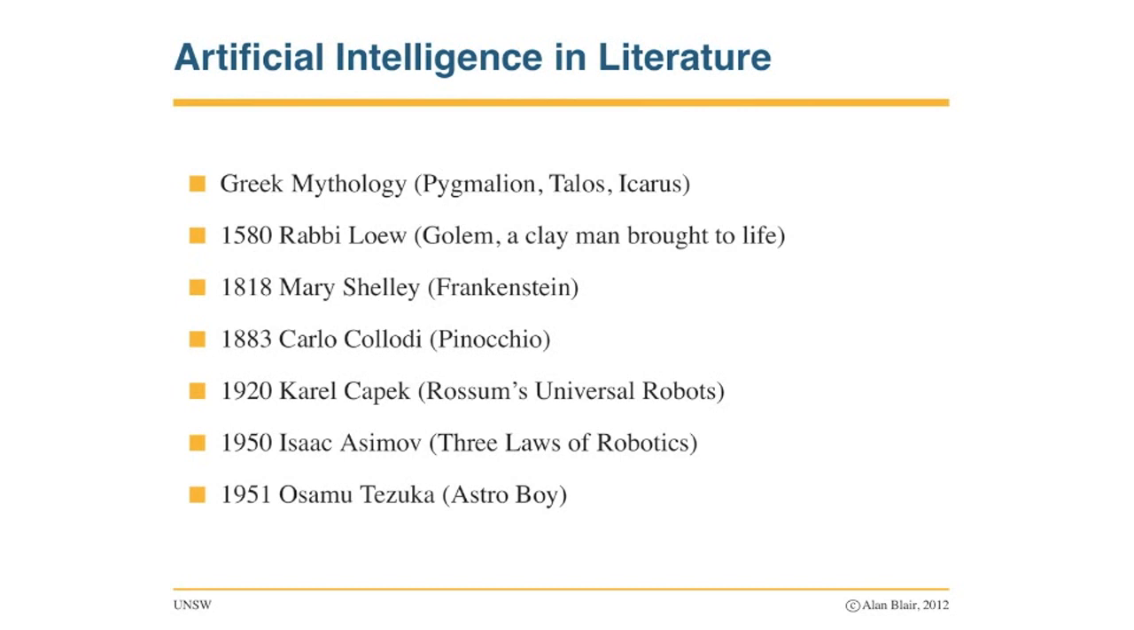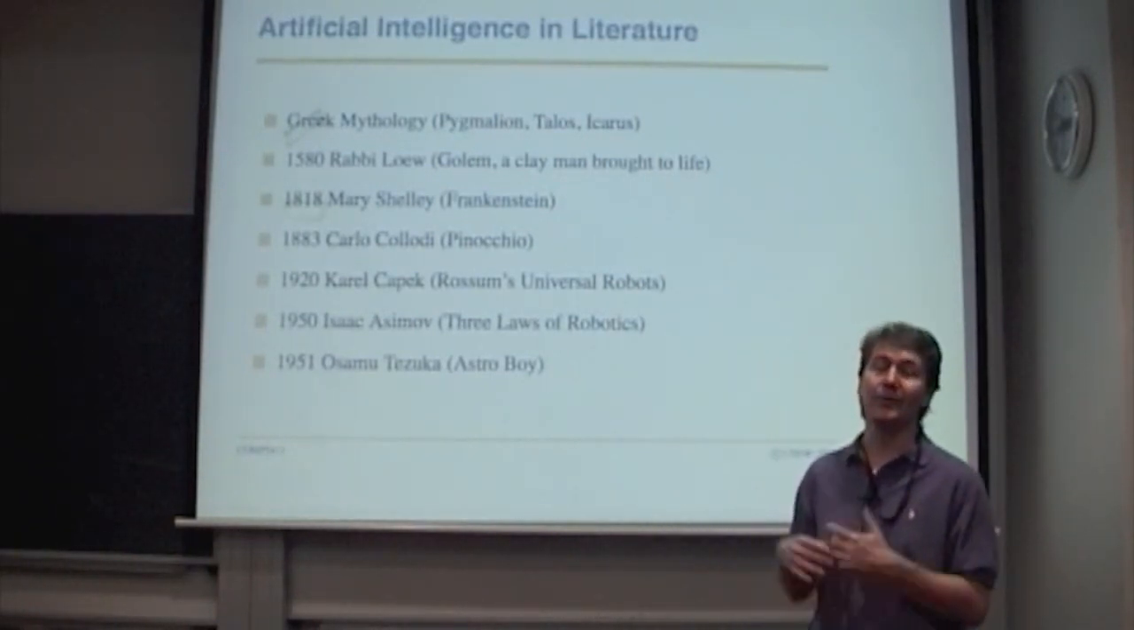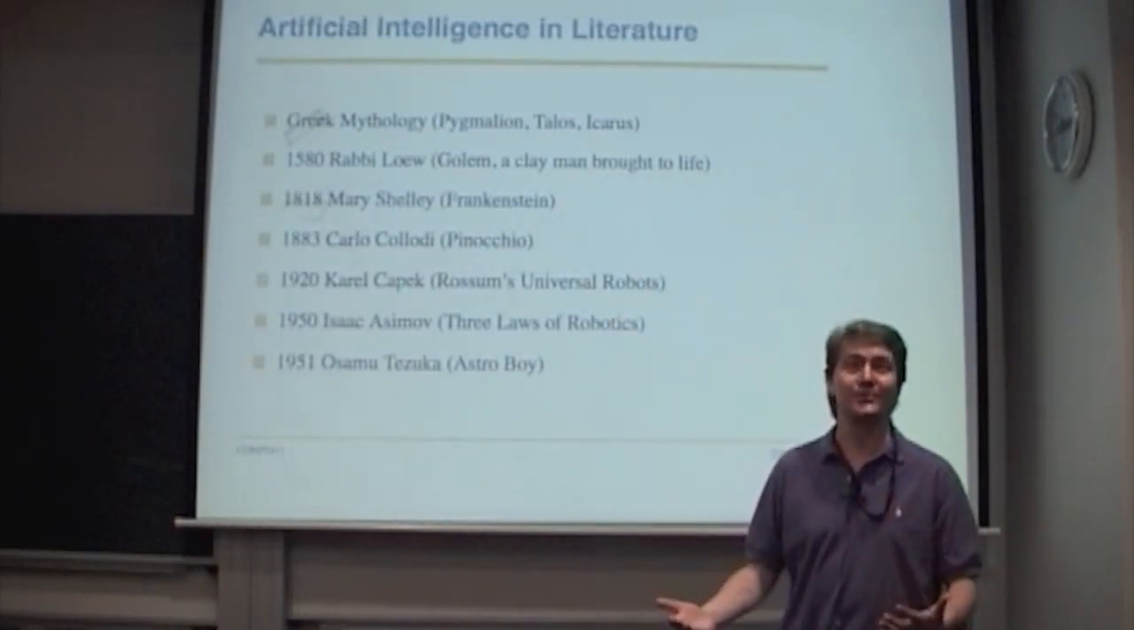I believe it's also instructive to look at artificial intelligence in literature, and the interesting thing about this is, at least in the Western or European tradition, creating life is always seen as something sort of dark. It's tied up with religion in a way: creating life is what God does, what the gods do, whether it's one god or multiple gods.